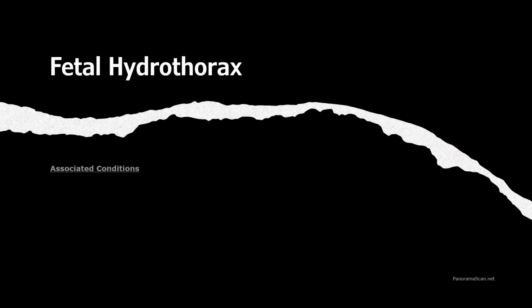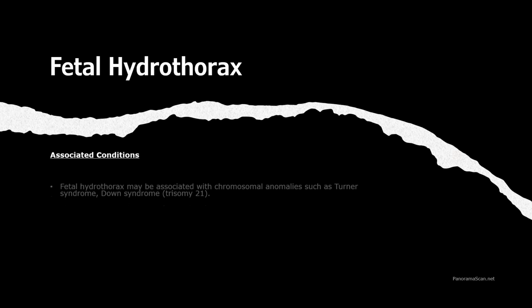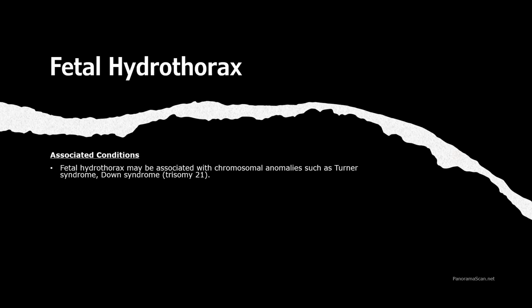Let's take a look at the associated conditions, management and prognosis for fetal hydrothorax. Fetal hydrothorax is often linked with chromosomal abnormalities, including Turner syndrome and trisomy 21. Additionally, hydrothorax can be associated with chylothorax or lymphatic abnormalities, intrauterine infections, or maternal conditions, all of which may influence the severity and outcome of the condition.